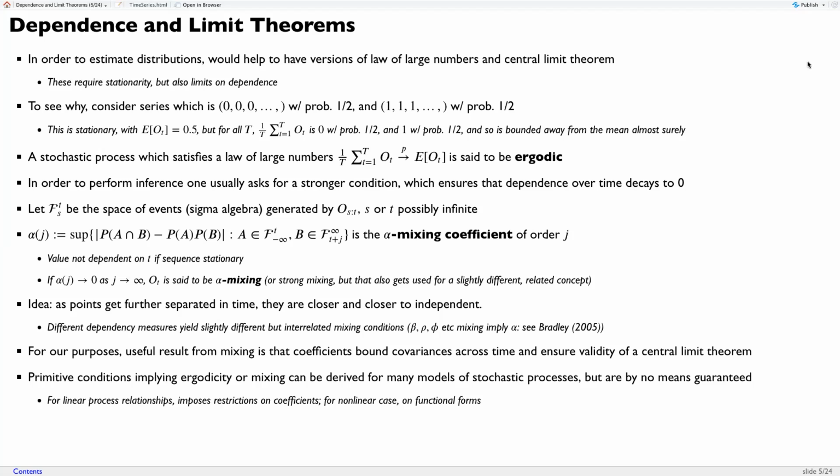Anyway, the point of it is just that you want to bound the covariances over time in order to get a central limit theorem. Primitive conditions for this depend on your model of the stochastic process. It's by no means guaranteed. For linear relationships, it often requires bounds on the coefficients. For nonlinear relationships, functional form restrictions. And the precise conditions for that I'm not going to get into.